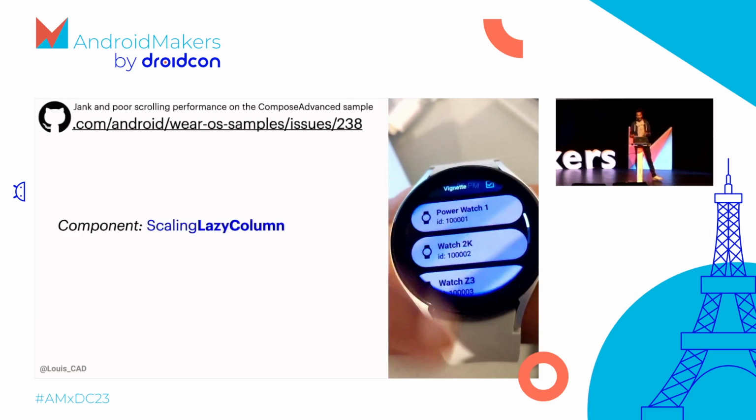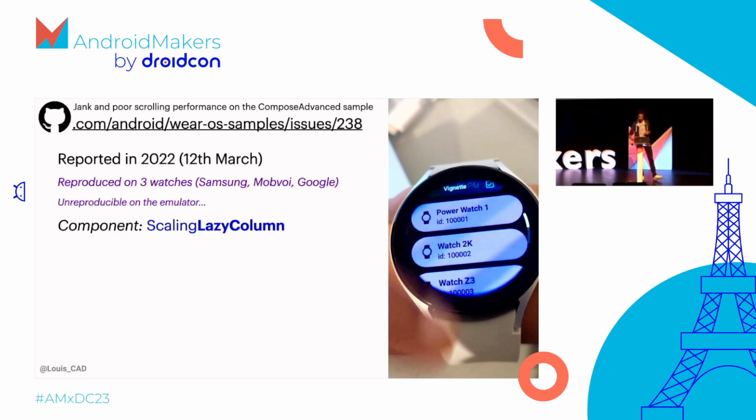So I opened an issue when I saw that there was a bunch of jank in there. And I also have been able to reproduce it on 3 watches. This one is not compatible, unfortunately. But it's unreproducible on the emulator. And for the ones that understand French and were at the talk from PY, Pierre-Yves, about performance and Android, you know, the emulator, don't trust it for the performance. So I reported it about 2 years ago, and it was closed as completed within 4 days. Much better than 3 months, right?